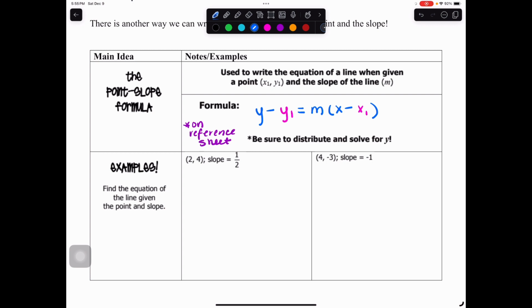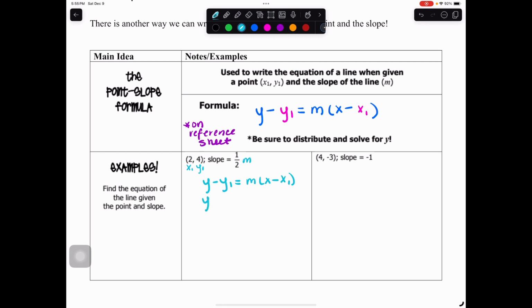So let's take a look at some examples. We're going to find the equation of the line given the point and the slope. So remember that the point will give us the x1 and the y1, only x1 and y1 here because we only have 1 point. And the slope, remember, is the m. So you would write the formula first. y minus y1 equals m times x minus x1. And then you would replace your values. Just be really careful of your signs.